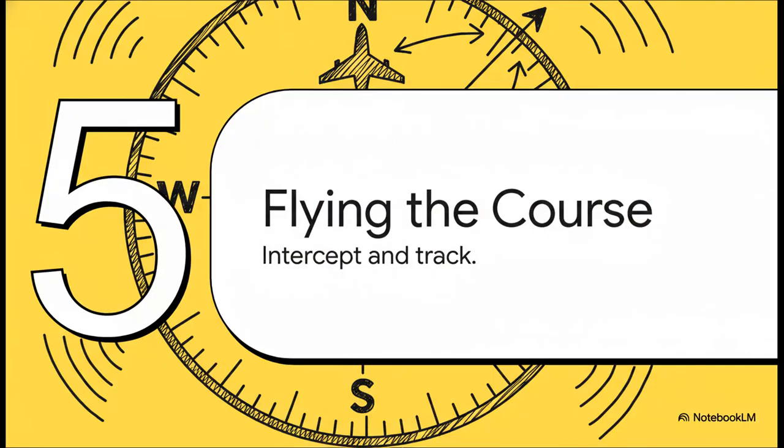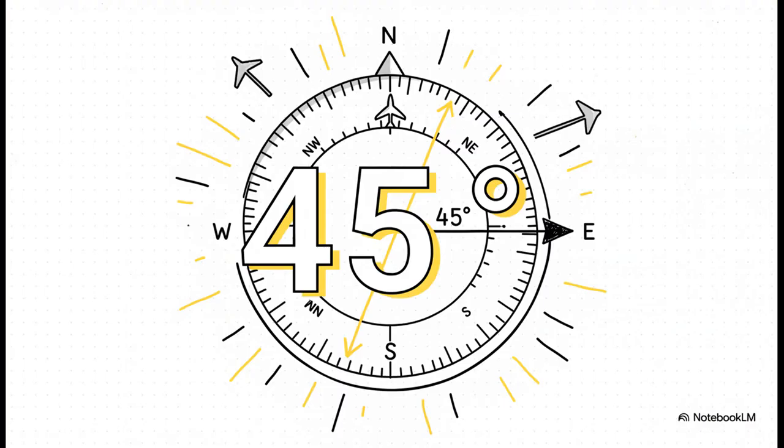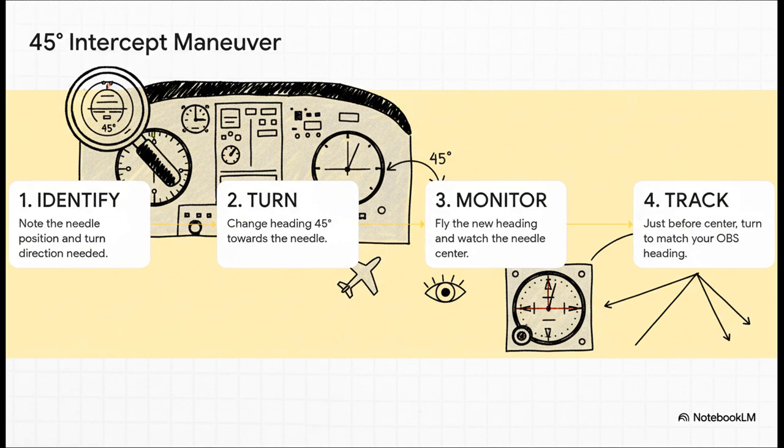Okay, so we know where we are, we know how to avoid getting confused by reverse sensing. Now for the fun part. Let's actually use this thing to fly the plane and get on the course we want to be on. 45 degrees, that's the number. Remember it. It's the magic number for intercepting a course. It's not so sharp that you overshoot, and it's not so shallow that it takes forever. It's just right. And the whole maneuver is just 4 easy steps.